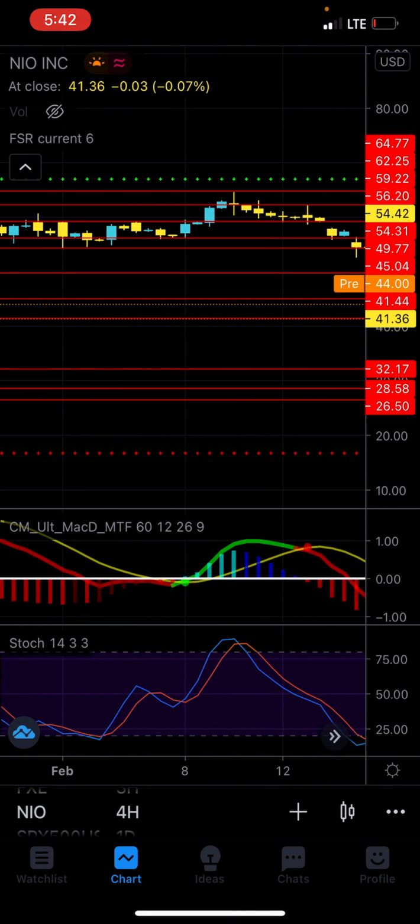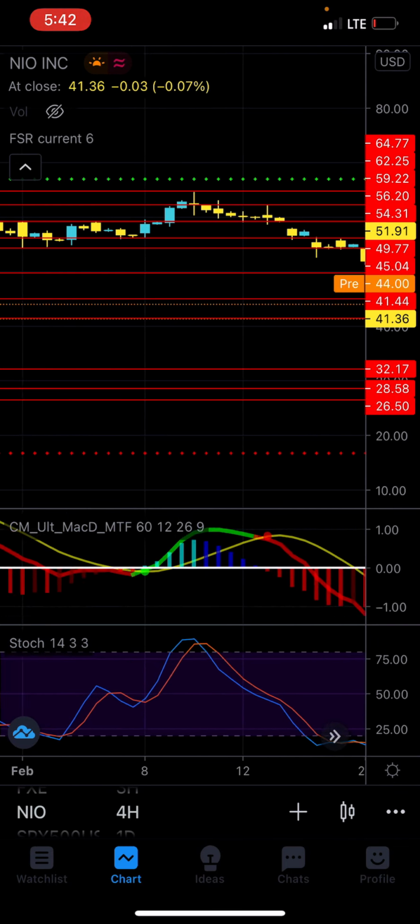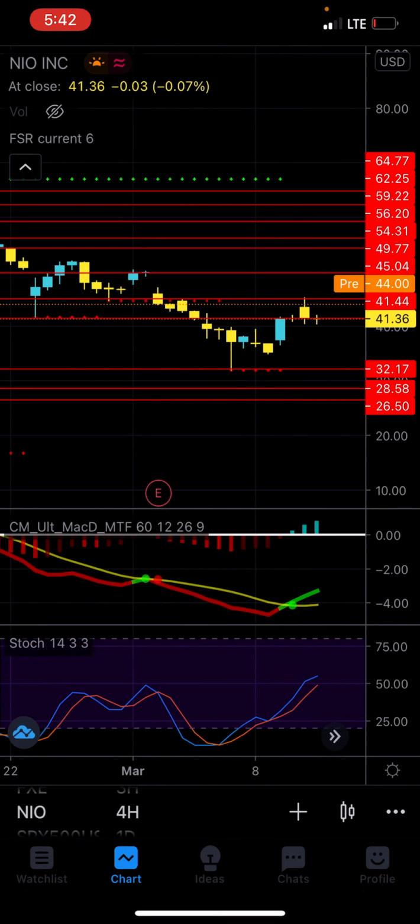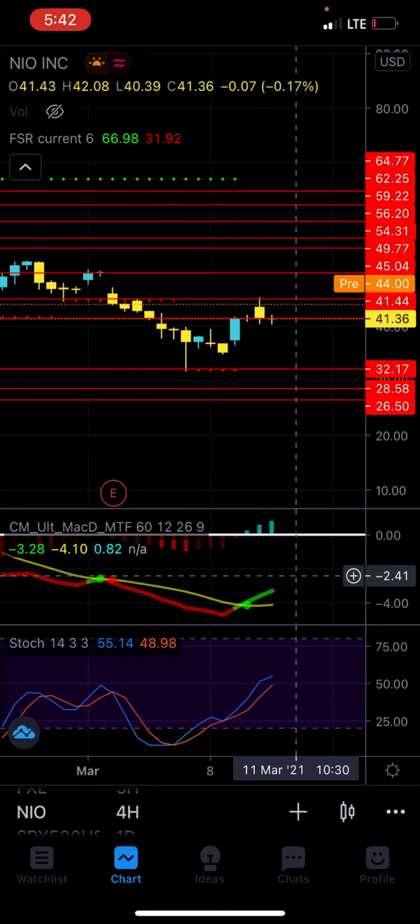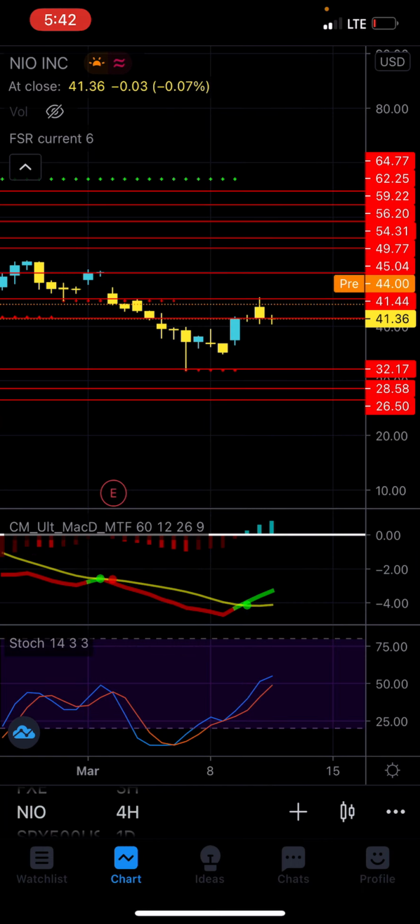Same thing with the MACD on the 4-hour chart. We've been extremely bearish all the way down. So still bearish, still bearish, still bearish. It does look like we're creating some sort of bullish momentum right here. Would I be comfortable buying at these prices?